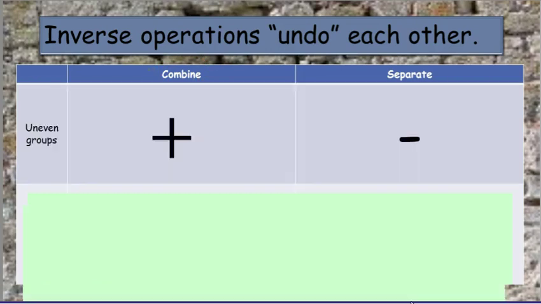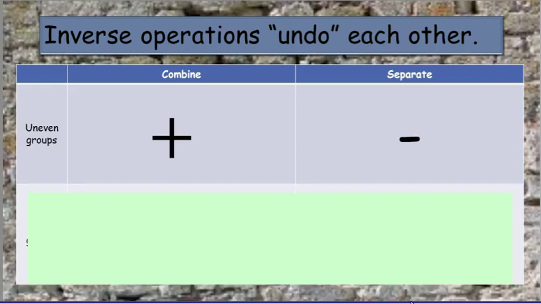Okay? When we combine uneven groups, we add. If we combine, let's say 2 and 7. 2 and 7 are not the same size groups, right? 2 and 7, different size groups. When they're different size groups, if they're uneven groups, we add. If we're separating uneven groups, then we subtract.